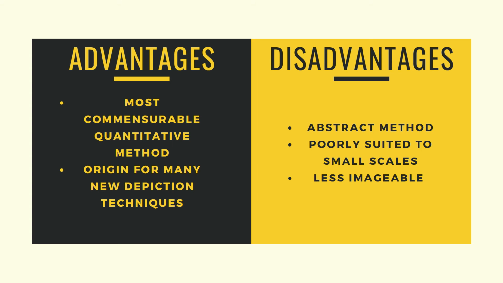Here are the advantages and the disadvantages of contours. The advantage of contours is that it is the most commensurable quantitative method. It is the origin for many new depiction techniques, and it is now familiar to many users. Its disadvantages are that it is an abstract method where there is no counterpart to lines on the ground, and it is poorly suited to small scales. It is less imageable, depending on contour interval, map scale, landscape type, and user's experience.